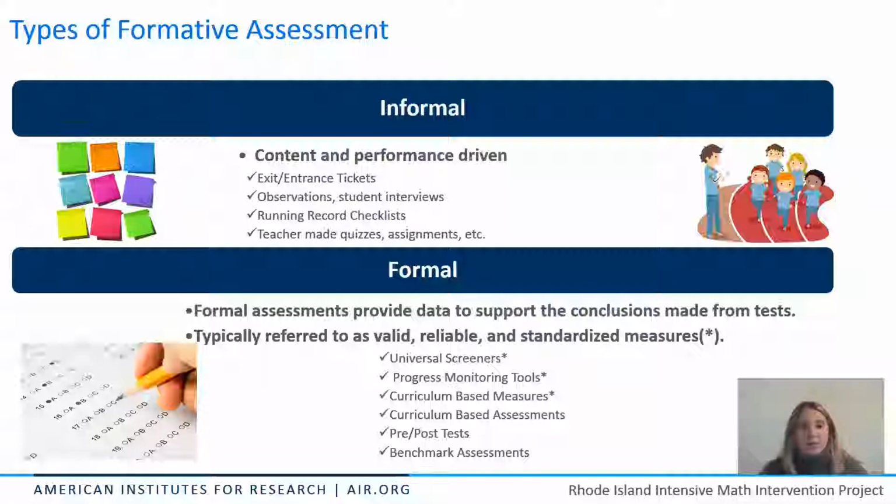Compared to the informal assessment, these are often teacher-made. Exit slips, observations, interviews, running records, quizzes, and so forth. These help to determine on a day-to-day, quick, informal basis how students are responding to instruction.